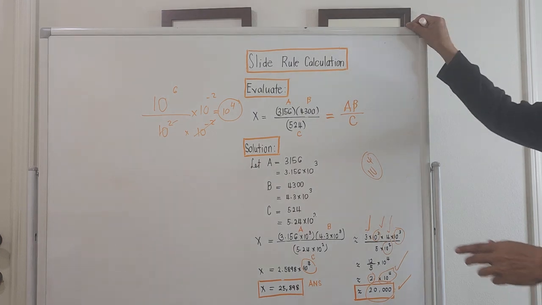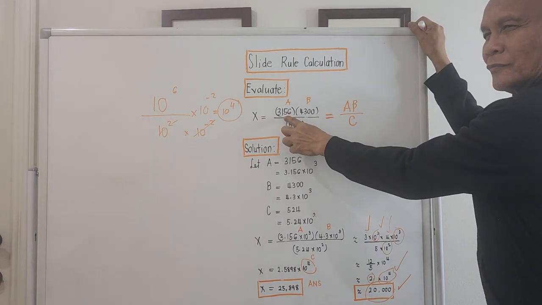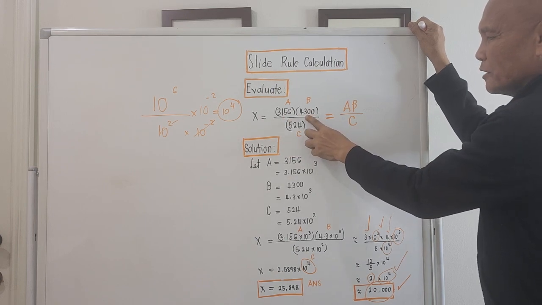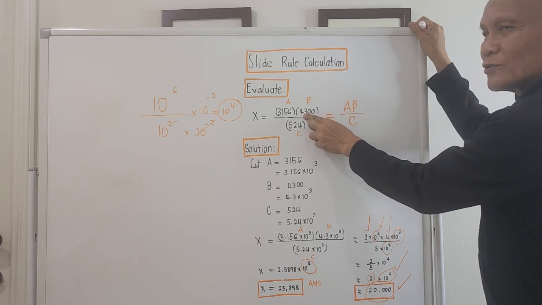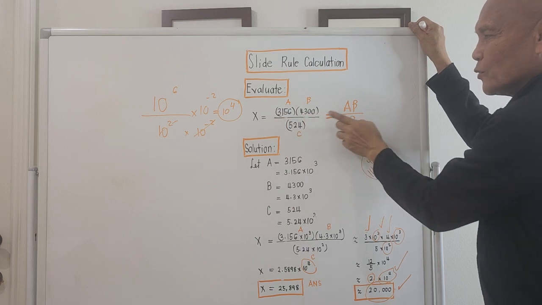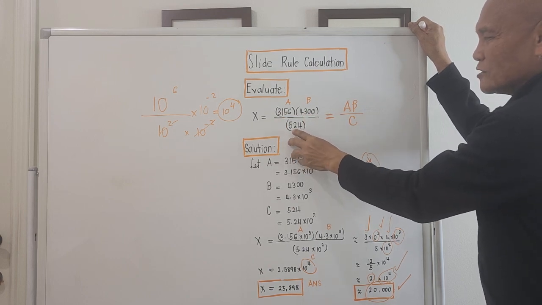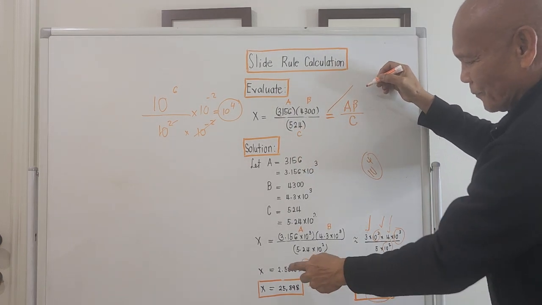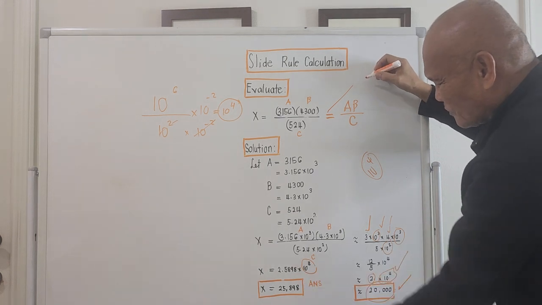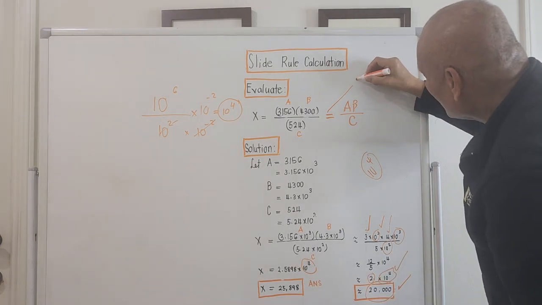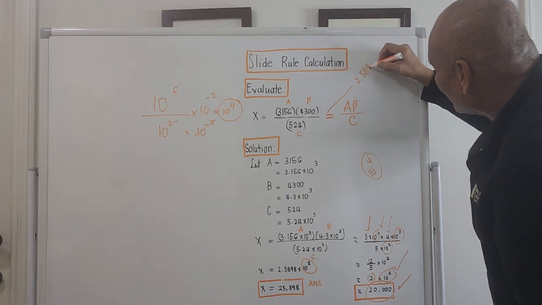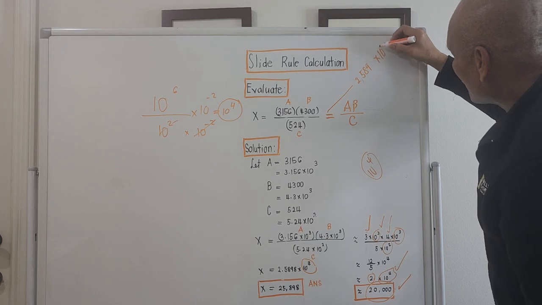On the slide rule we set the number 3156, disregarding for the meantime the decimal point. We multiply this by 43. You cannot see 00 on this slide rule, you just see 43. After multiplying 3156 by 43, we divide that by 524. We can see 524 on this slide rule. And what will come out, maybe in this slide rule you will see, is 2589. But your multiplier is 10 to the 4th.